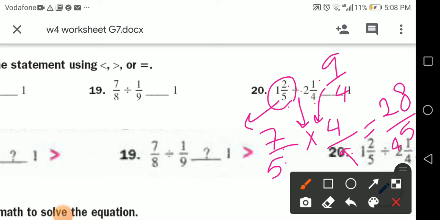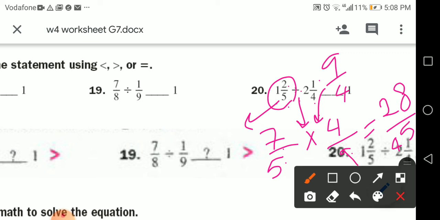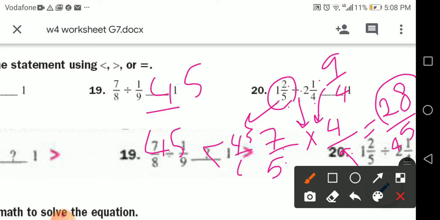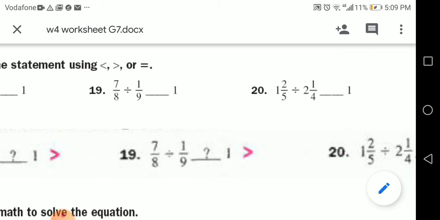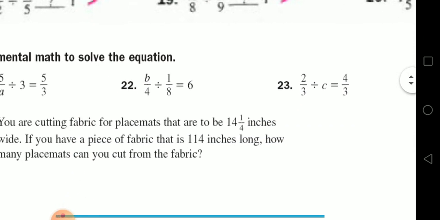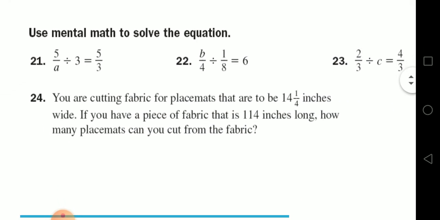28 over 45. And I have what else? 1. So the 1 will be, I have denominator here 45, so 45 over 45. You have here 28, which is greater? 1, because 1 here is 45 over 45. And this one we calculated as 28 over 45. 28 or 45 is greater? 45.